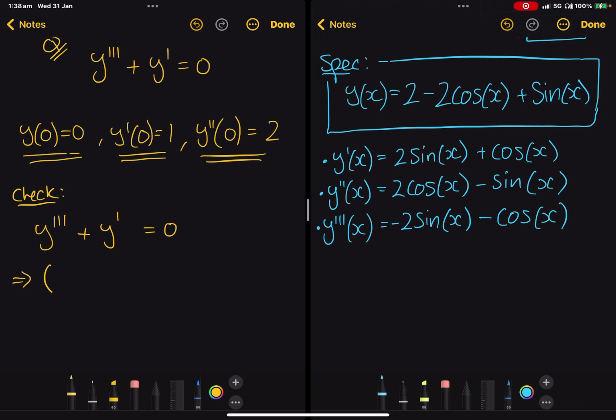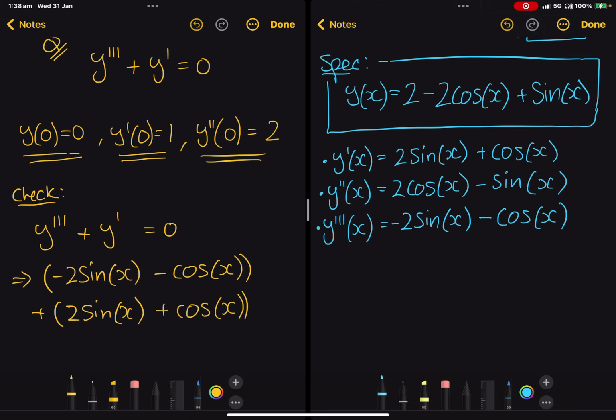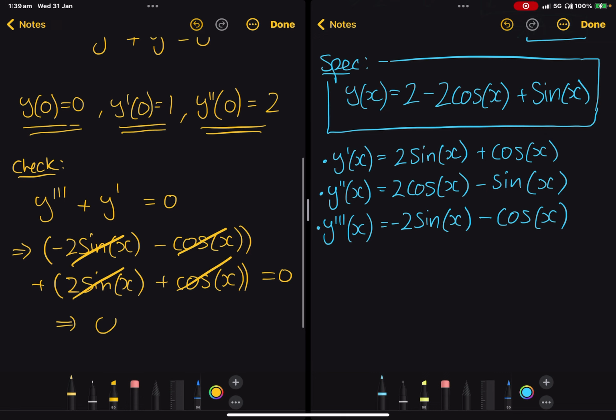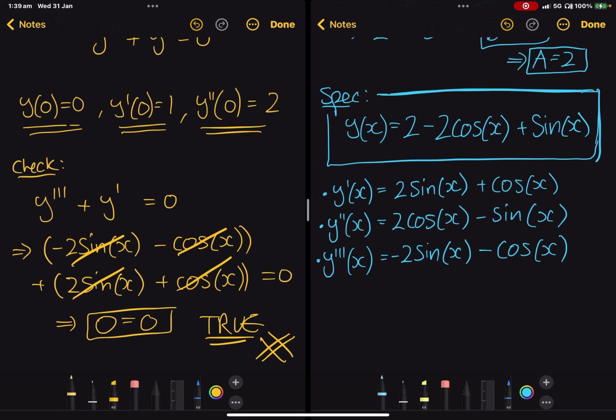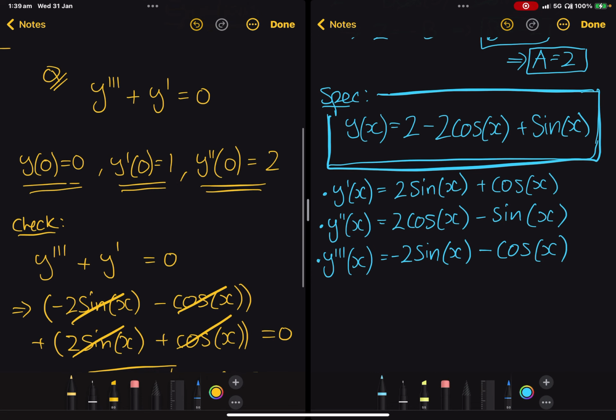This implies the y triple prime, which we just found is minus 2 sine of x, minus cosine of x, plus y prime, which is 2 sine of x plus cosine of x, is apparently equal to 0. Cosines cancel, sines cancel. This gives us 0 equals 0, and this is true. Right? So we've been able to successfully check and confirm that the specific solution that we calculated over here on the right is in fact the specific solution to this third order differential equation.